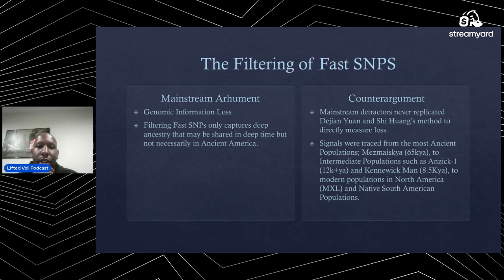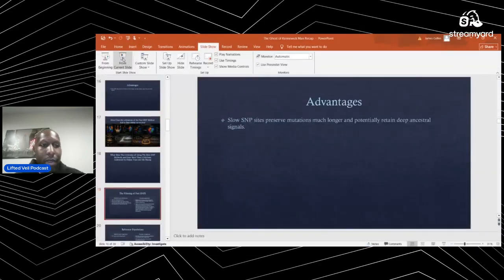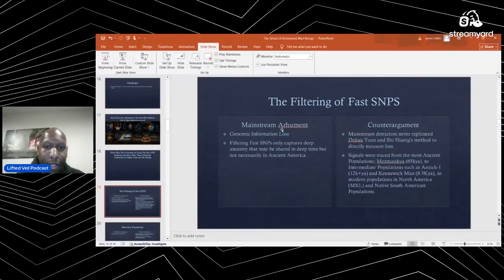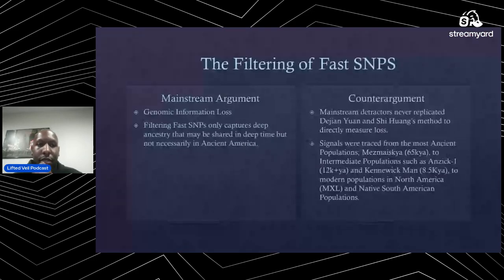All right. Criticizing for filtering of fast S&Ps. Mainstream argument. That's bottom right there. I got to straighten that up, man. Okay, they criticize him for the filtering of fast S&Ps. Mainstream argument: genomic information loss. Filtering fast S&Ps only captures deep ancestry that may be shared in deep time, but not necessarily in ancient America.